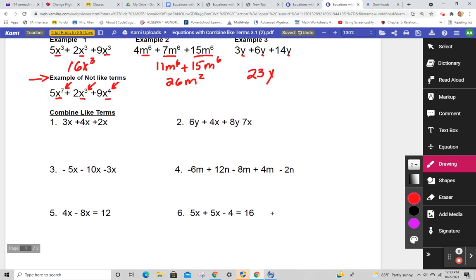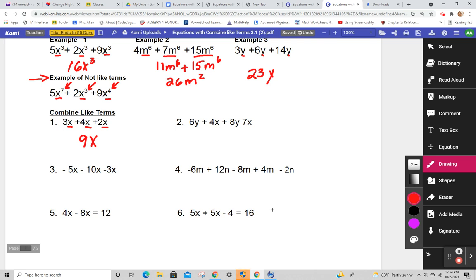So let's start our first example. Combine like terms. We are given 3x plus 4x plus 2x. They are all like terms because we have the same variable x to the same power 1, so we can combine these like terms. So 3x plus 4x is 7x, plus 2x is 9x.